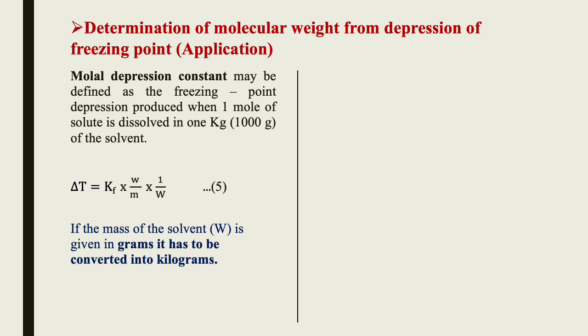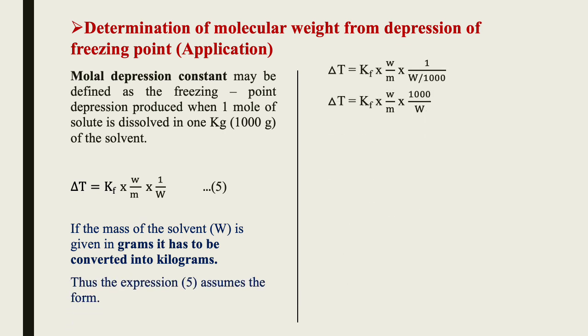Here all masses are given in kilograms, but if you get the mass of the solvent in grams, then the grams have to be converted into kilograms. So equation 5 becomes: you have to divide by the thousands of that solvent mass. So you will get this equation.